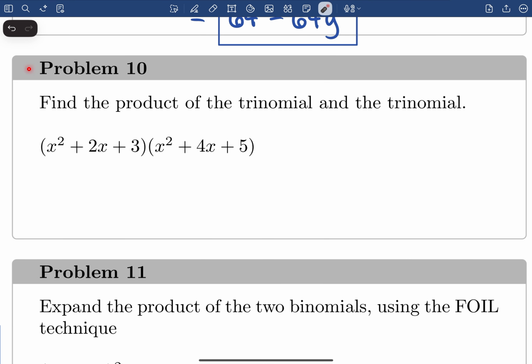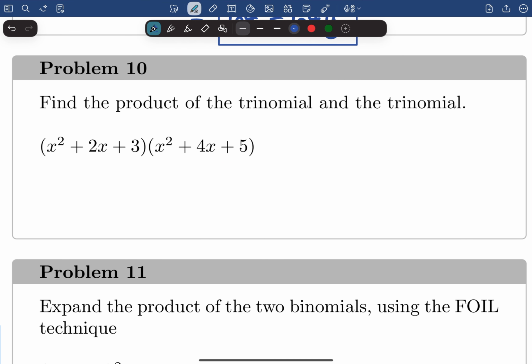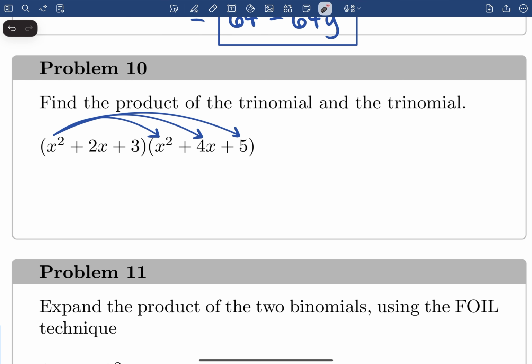Problem number 10, find the product of the trinomial and the trinomial. So our goal is to take this trinomial and multiply it with this trinomial. What you have to remember when you're multiplying polynomials together is that we want to multiply every term of the first polynomial with every term of the second polynomial. So I'm going to first multiply x squared with all three of these terms. Then I'm going to multiply 2x with all three of these terms. And then I'm going to multiply 3 with all three of these terms. And I will have gotten it done.